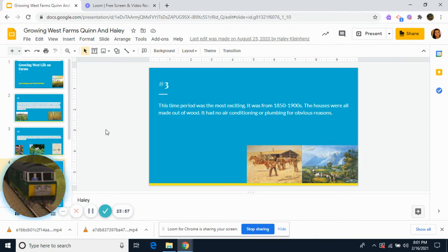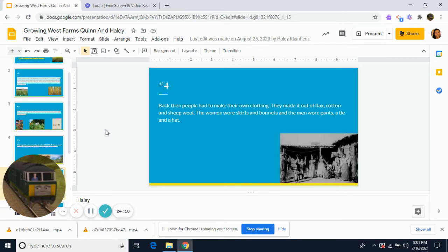All right, this time period was the most exciting. It was from the 1850s to the 1890s. The houses were all made out of wood, with no air conditioning or plumbing, for obvious reasons. Back then, people had to make their own clothing. They made it out of flax, cotton, and sheep wool. The women wore skirts and bonnets, and the men wore pants, a tie, and a hat.